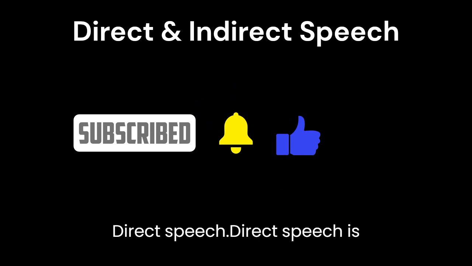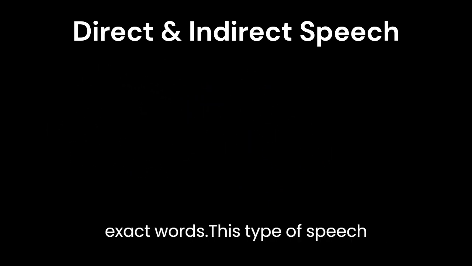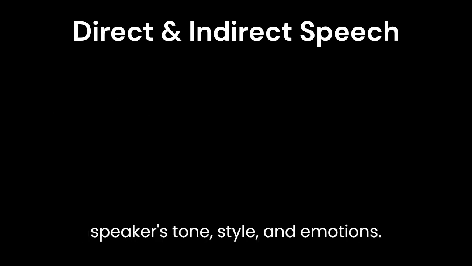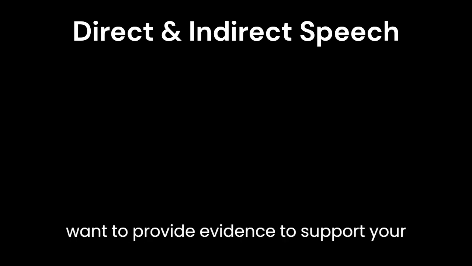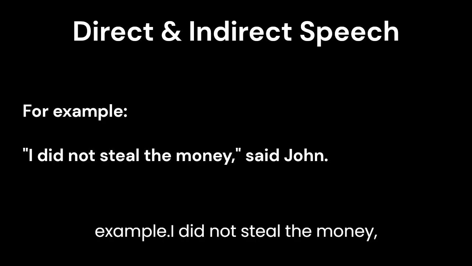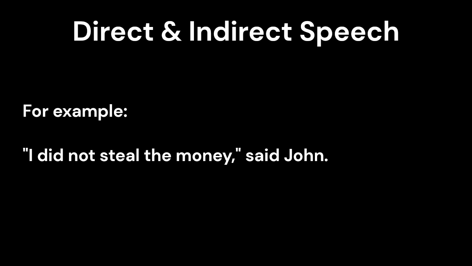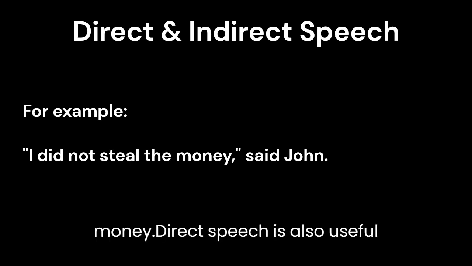Direct speech. Direct speech is used when you want to quote someone's exact words. This type of speech is useful when you want to convey the speaker's tone, style, and emotions. Direct speech is also useful when you want to provide evidence to support your argument or prove a point. For example, "I did not steal the money," said John. In this example, the direct speech is being used to support John's claim that he did not steal the money.